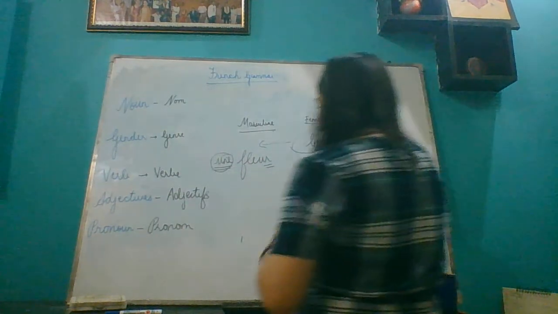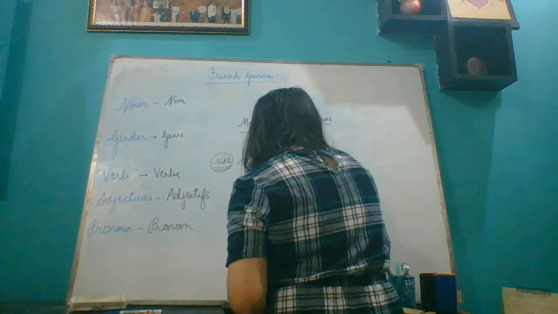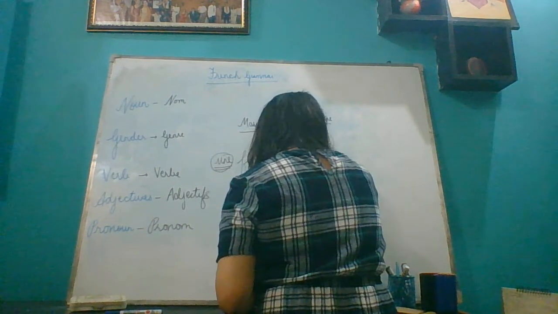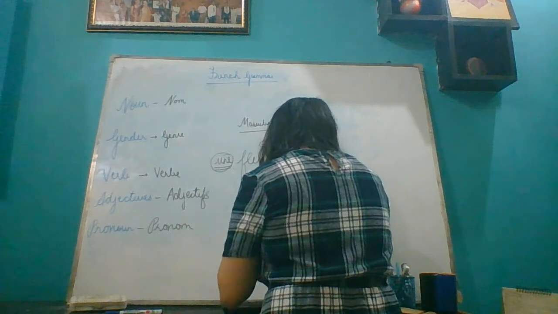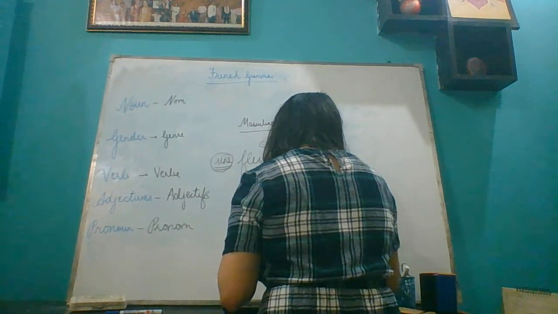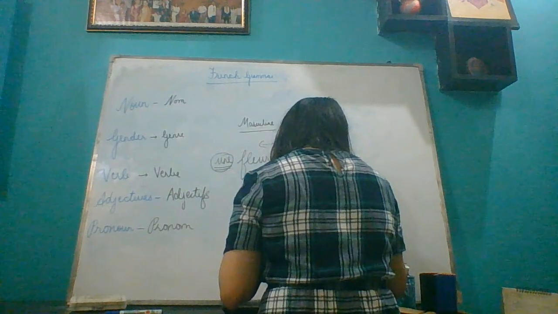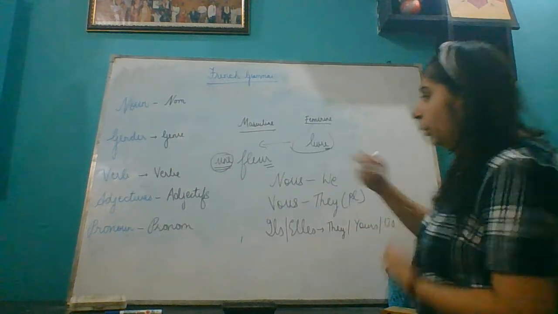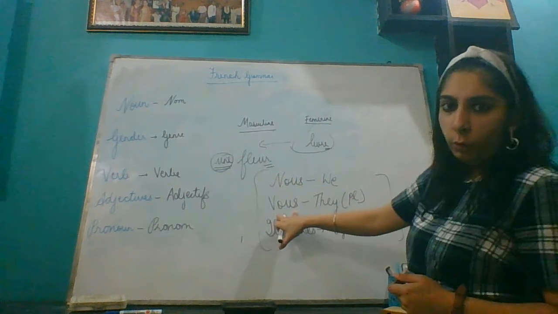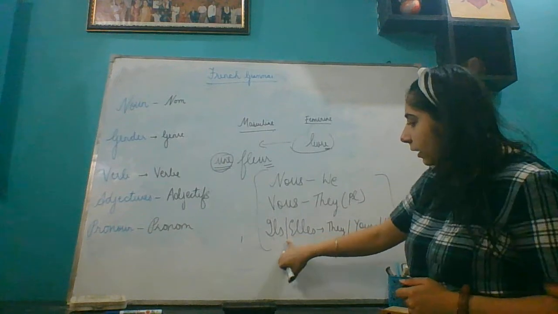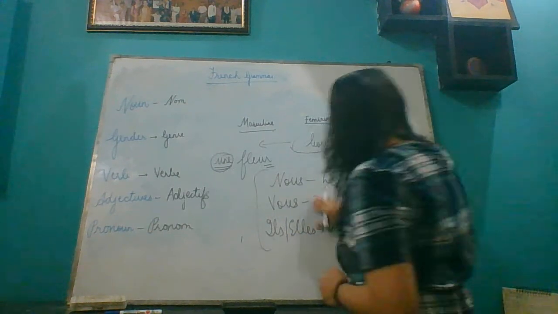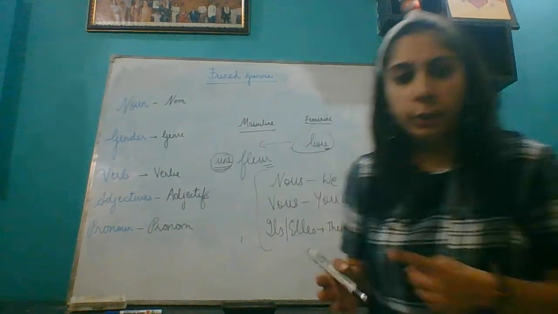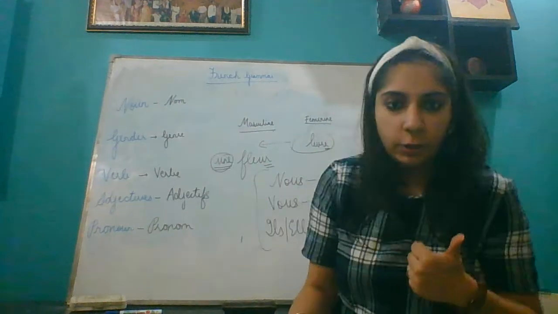For the plural version we have nous, N-O-U-S, then we have vous, V-O-U-S, and ils and elles. Nous means we, vous means you plural, ils and elles mean they. So nous is used as we, vous is used as you plural, ils and elles are used as they. For singular you we learnt tu, but for plural we will use vous.